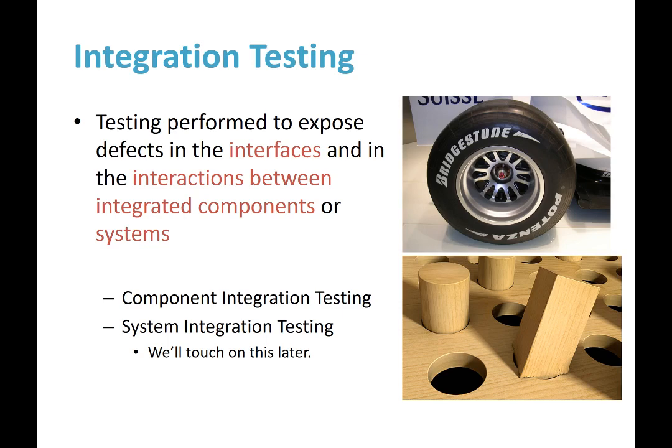So we'll touch on integration testing at a system level shortly, but for now let's just have a look at individual components. And as I said, we're taking two individual components that we would have looked at the lower level and making sure they come together and operate as we expect them to. So looking at the bottom right image, we want to make sure that we don't have a square peg in a round hole situation.